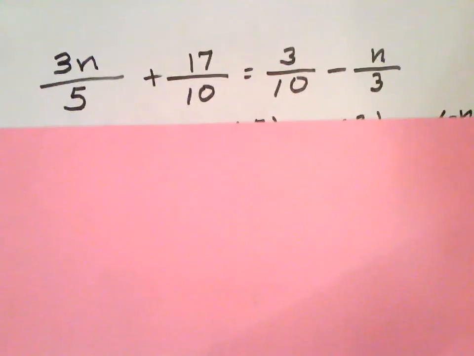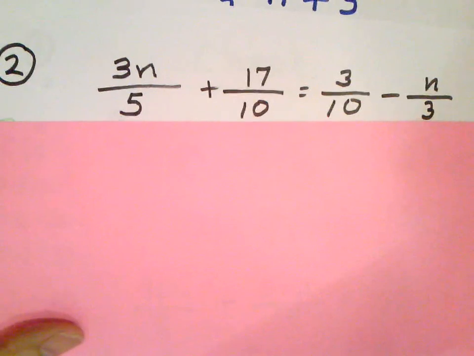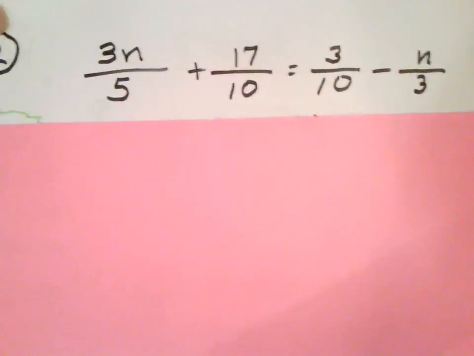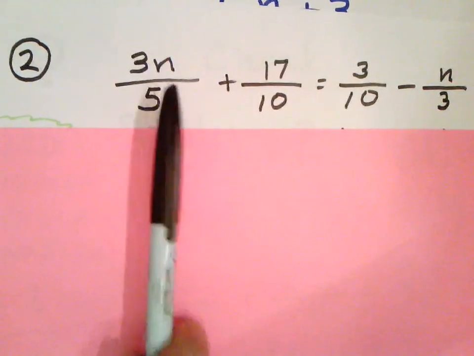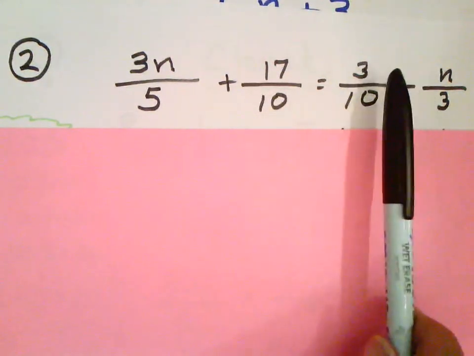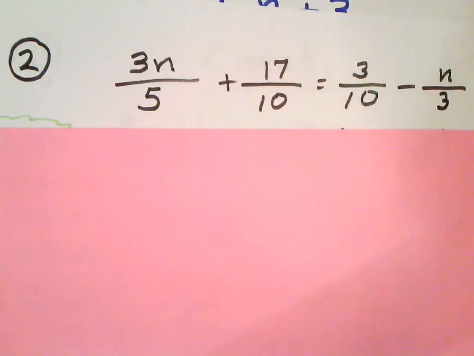We're going to look at another example. And this example is example 2. And we're going to have, let me straighten this so you can see it. We're going to have 3n divided by 5 plus 17 over 10 equals 3 over 10 minus n over 3.